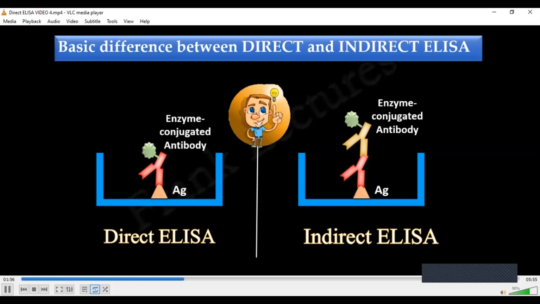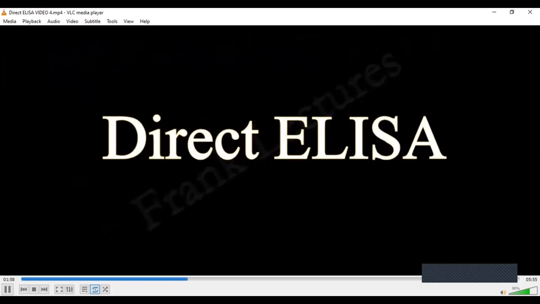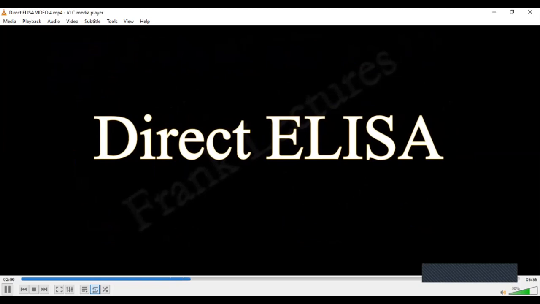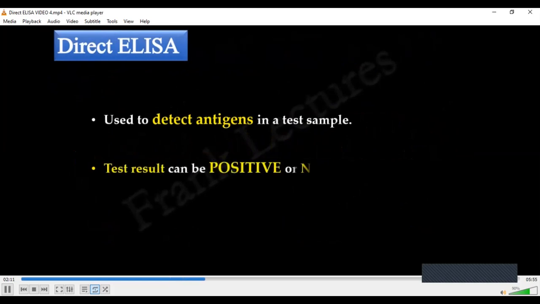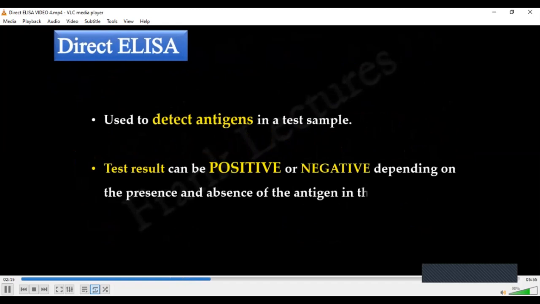Let's now understand the steps involved in direct ELISA. Direct ELISA is used to detect antigens in the test samples. The test result can be positive or negative depending on the presence or absence of the antigen in the test sample.